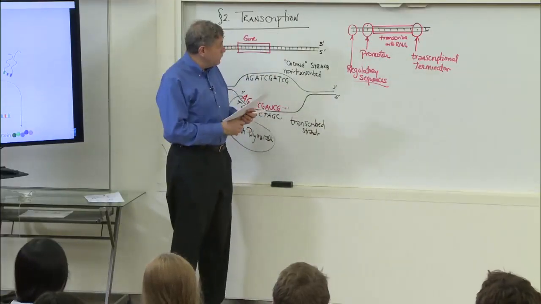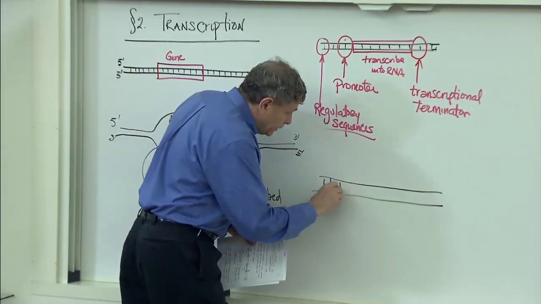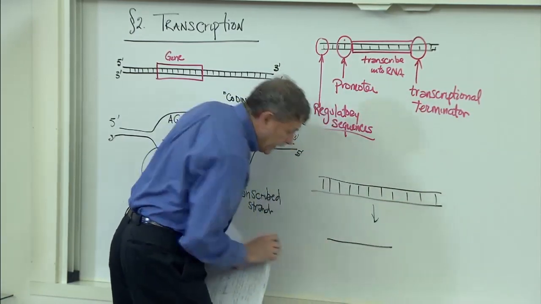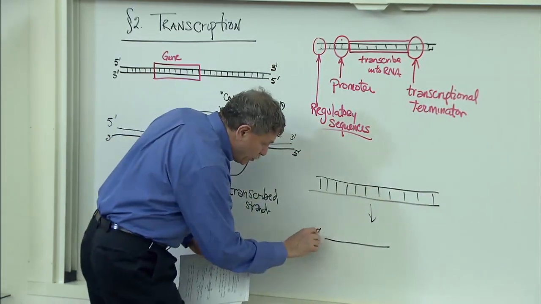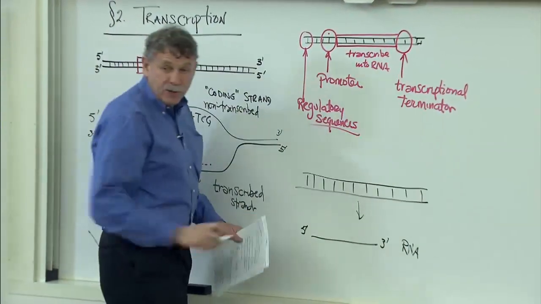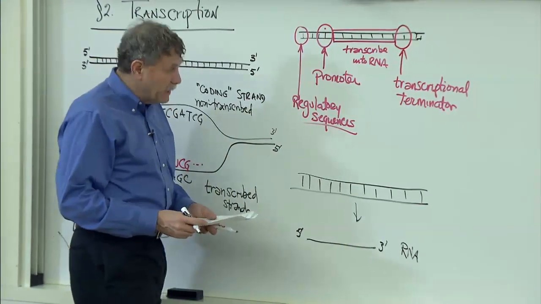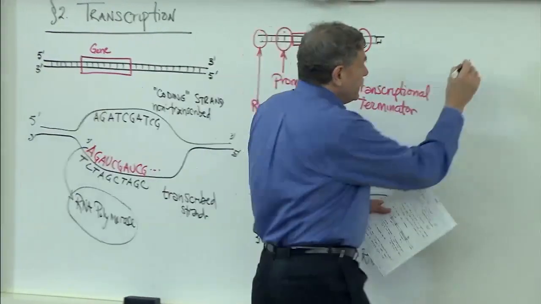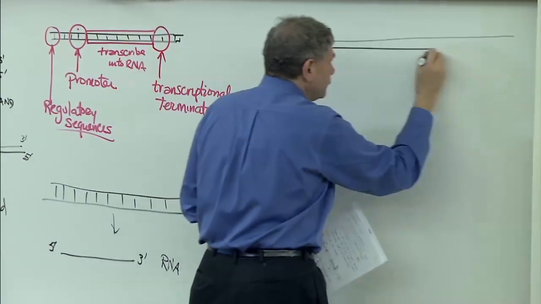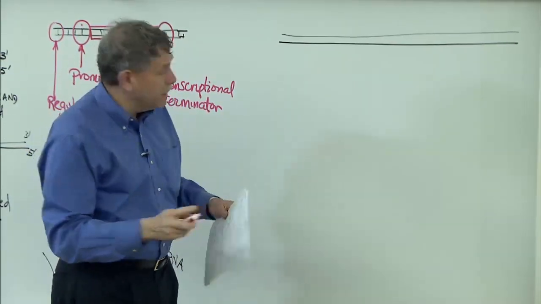Now, what happens is the DNA sequence gets copied into the single-stranded RNA representing a portion of it, 5' to 3', that RNA. And that RNA is going to go off and be translated into protein. Now, before I go on, let's zoom out to a greater distance.